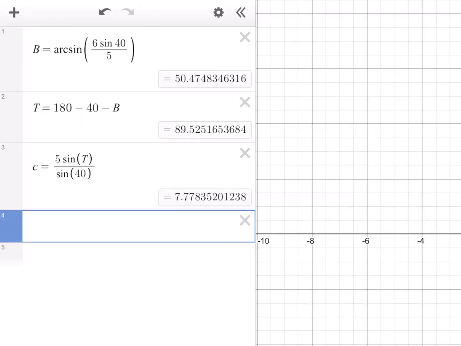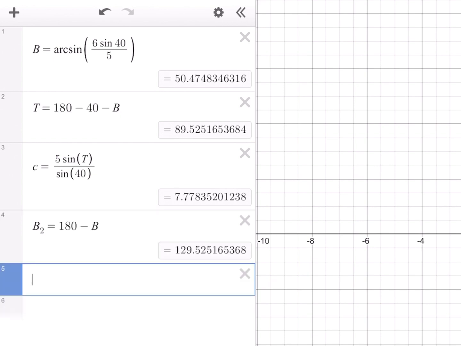Well, in our programming over here, capital B stood for beta 1. So let's create a new line for B sub 2, or beta 2. And we get this supplemental angle is about 129.53 degrees.